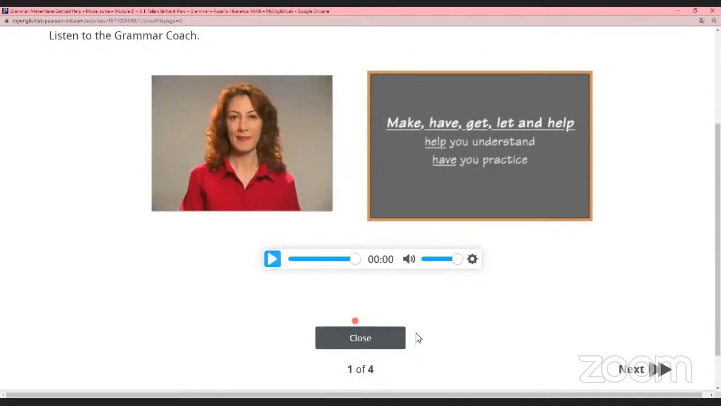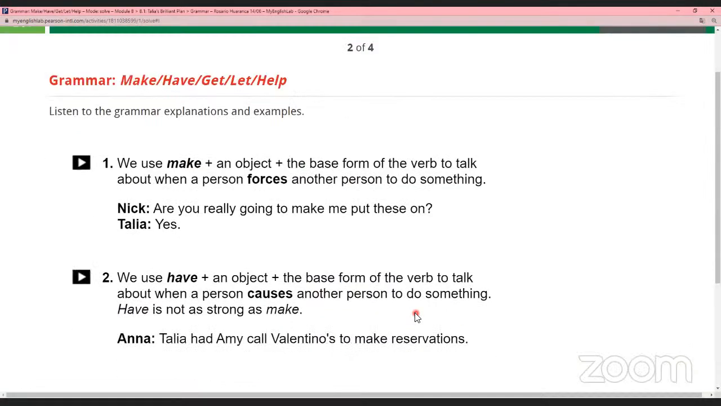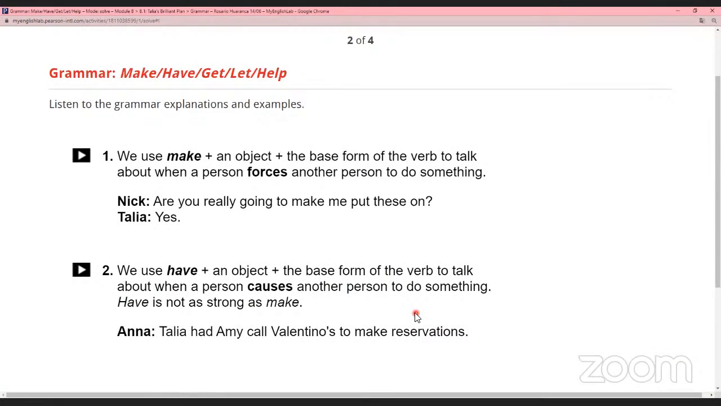Okay, so we have help you understand, have you practice. And we're going to start with make. The good part of this is that we have a specific causative verb for each situation. So it means that each causative verb has, first of all, a different structure. It is not like a similar verb. So we have the list of the causative verbs, and the whole chart of causative verbs has a purpose.